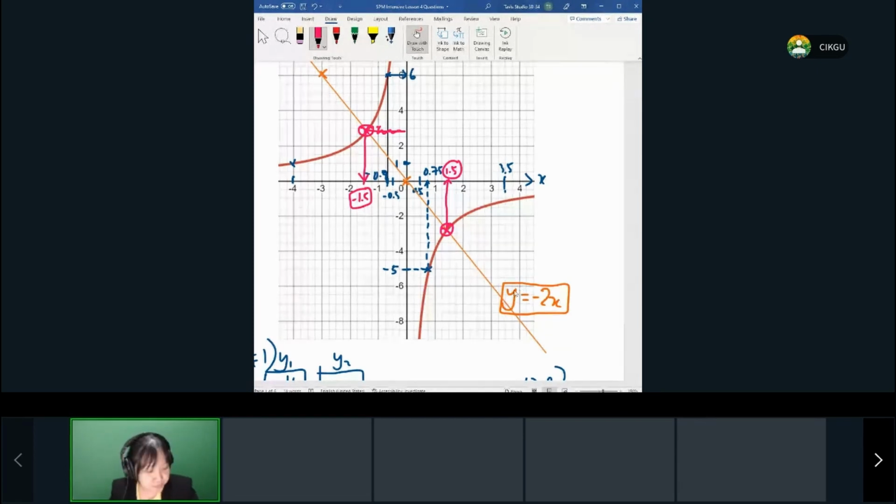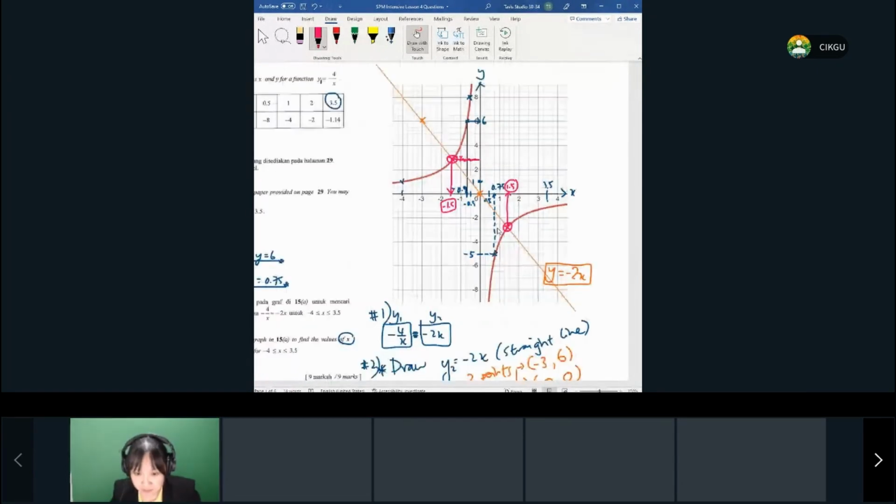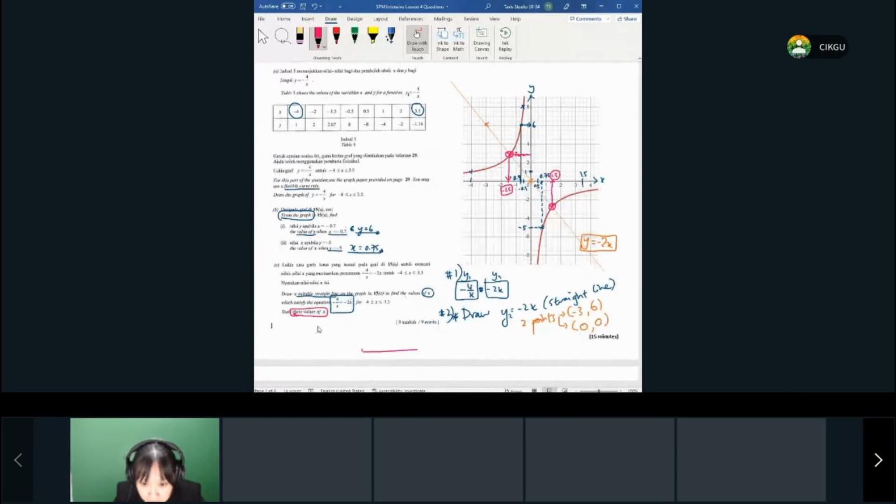But you guys get the point. So my two answers, let me write it down here. X equals negative 1.5 and 1.5. Okay, done. Don't worry, guys. I will do another question like this. This one actually is quite basic. I'm just using this to give you guys an overview. Now, we do the second question.